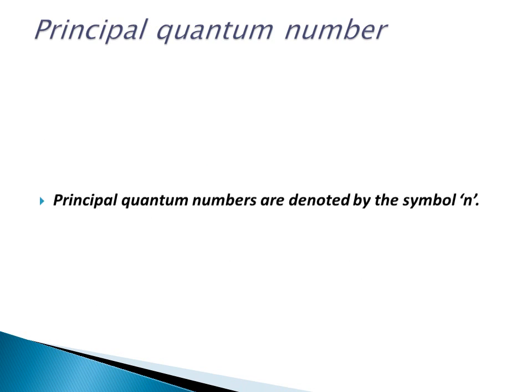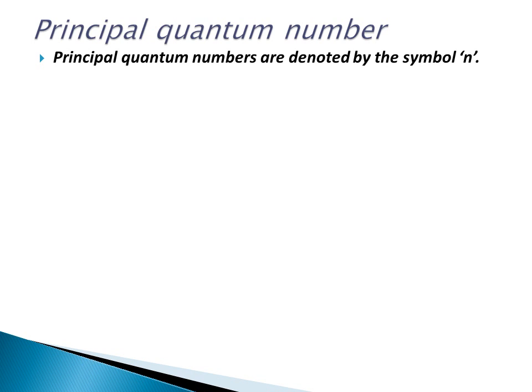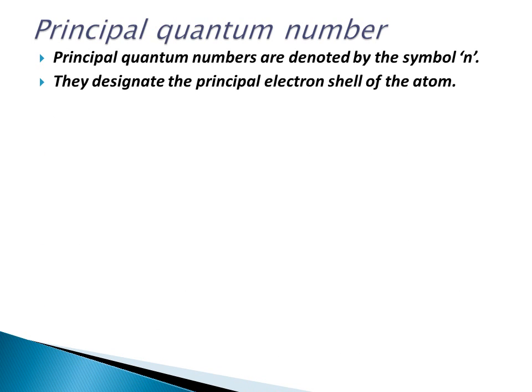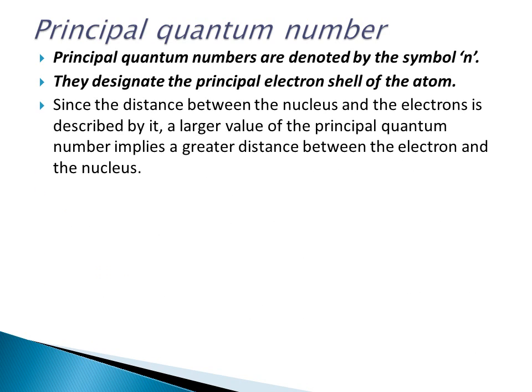Now we will discuss the principal quantum number in detail. Basically, the principal quantum number is denoted by n, as I already stated, and it shows the principal electron shell of an atom. Since the distance between the nucleus and the electron is described by it, it is called n. However, a larger value of the principal quantum number implies a greater distance between the electron and the positively charged nucleus.